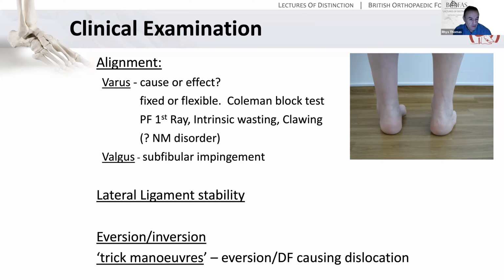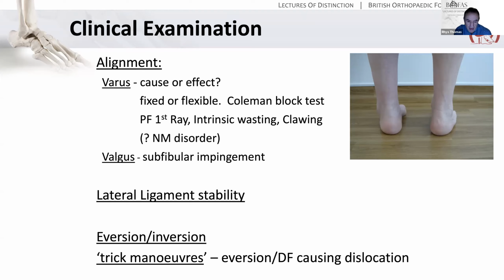Don't forget that a valgus deformity, so typically occurring with tibialis posterior tendon dysfunction, can cause subfibular impingement as the calcaneum drifts into significant valgus. You can also have problems with the peroneal tendons post-calcaneal fracture, particularly with a malunion with a widened, broad heel. So we've got to test inversion, eversion and inversion and eversion power.